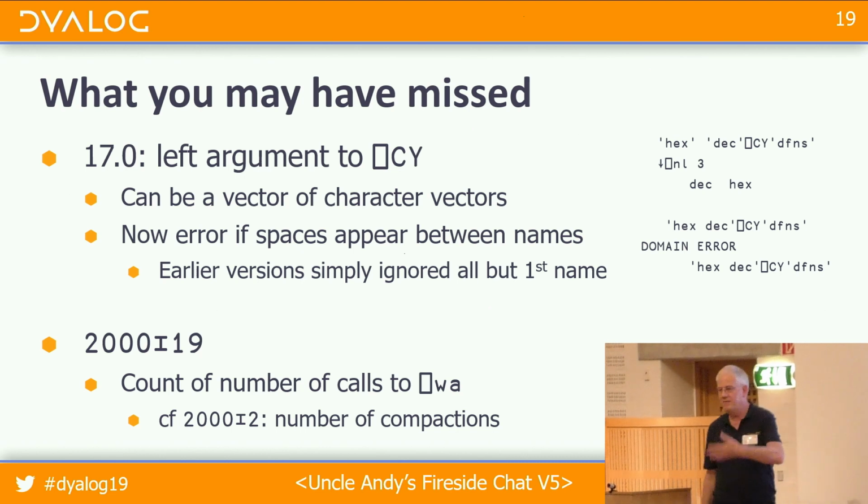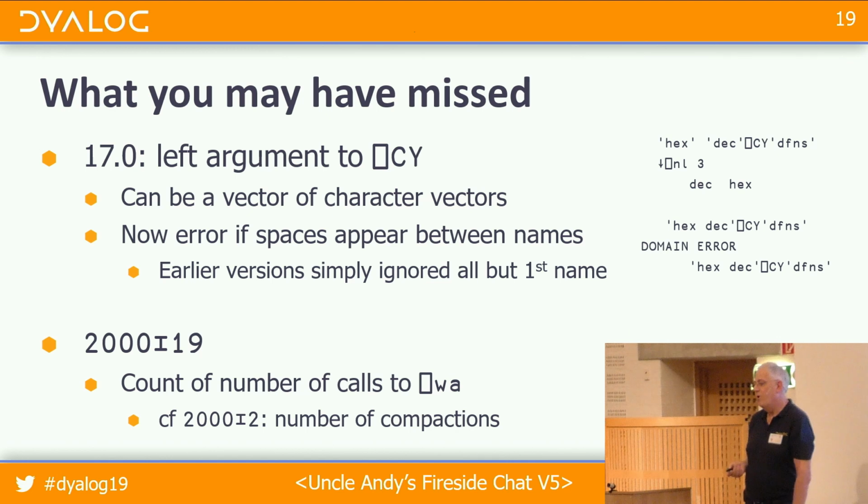You say, blimey, I've got 50 compactions. I must have max was wrong. That's all very well, but it could be that you've got 49 calls on quad WA, each of which forces a compaction. So what we've done is added an option to say, tell me the number of times quad WA has been called. So now, look at 2000 IBeam 2. If that's high, look at 2000 IBeam 19. If that's high, you should be thinking, why have I got all those calls to quad WA in my code?